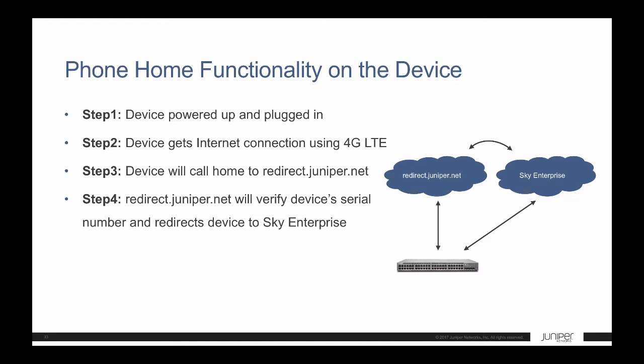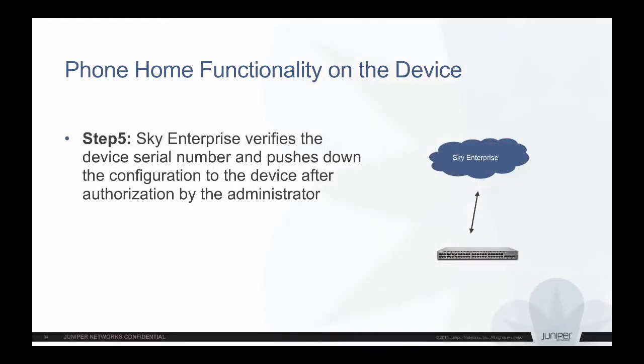The redirect service will redirect the device request to the Sky Enterprise portal. Sky Enterprise will verify the serial number of the device and alert the Sky Enterprise administrator about the new device waiting for authorization. Once authorized by the Sky Enterprise administrator, configuration specific to this serial number will be pushed down to the device.